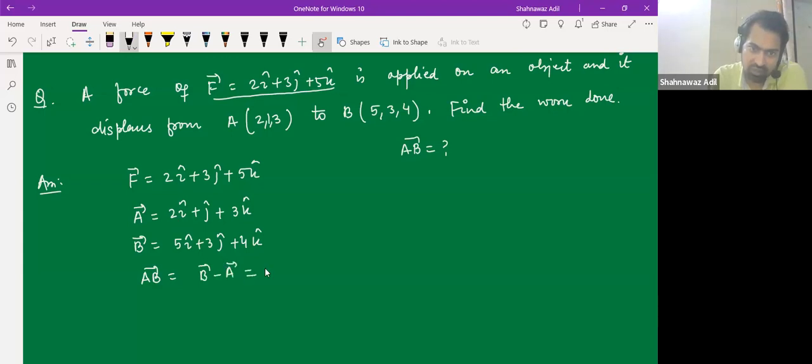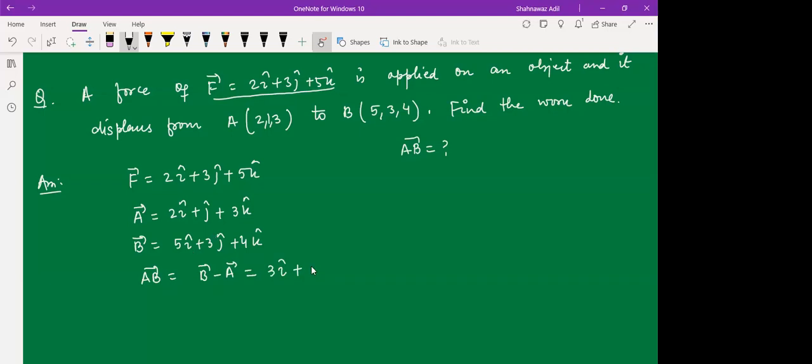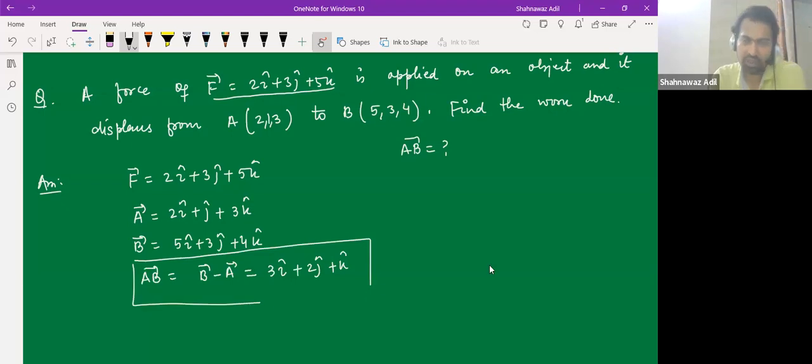Which is 5 minus 2, so 3i plus. So how do we know which one we take, if it's B vector minus A vector or A vector minus B vector? Yes, absolutely right. So how do we calculate this? We know that this is A point which is 2 comma 1 comma 3, and this is B point which is 5 comma 3 comma 4.